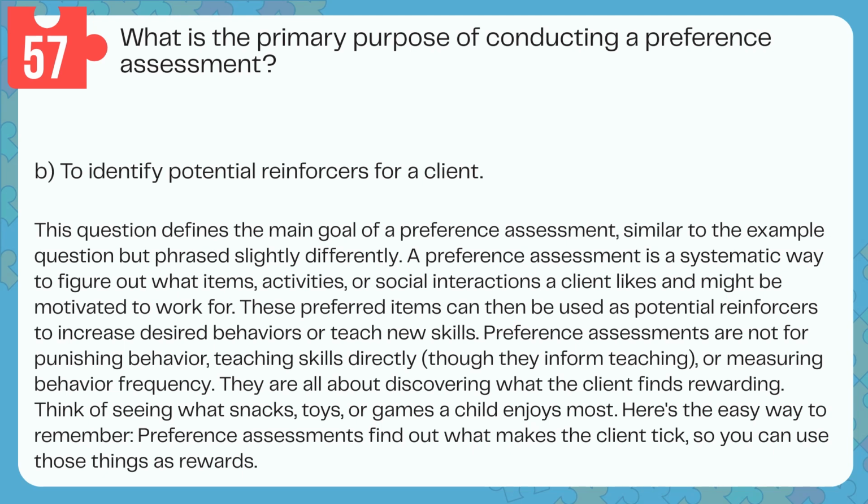Answer: B. To identify potential reinforcers for a client. This question defines the main goal of a preference assessment, similar to the example question, but phrased slightly differently. A preference assessment is a systematic way to figure out what items, activities, or social interactions a client likes and might be motivated to work for. These preferred items can then be used as potential reinforcers to increase desired behaviors or teach new skills. Preference assessments are not for punishing behavior, teaching skills directly, though they inform teaching, or measuring behavior frequency. They are all about discovering what the client finds rewarding.